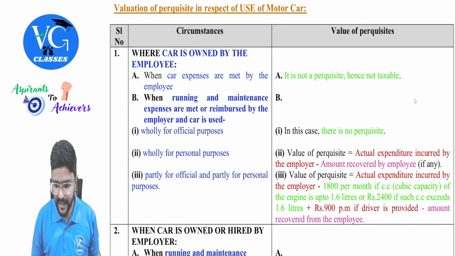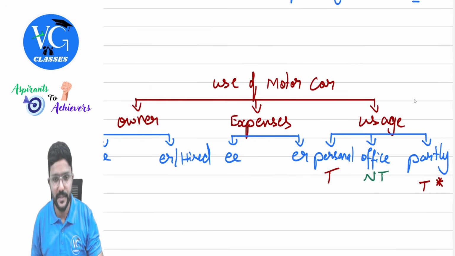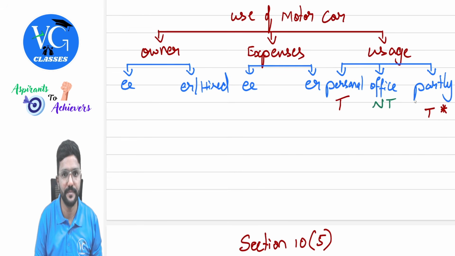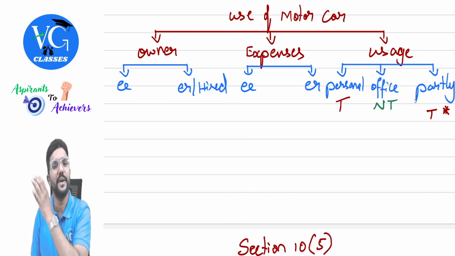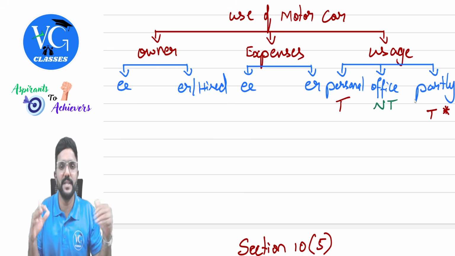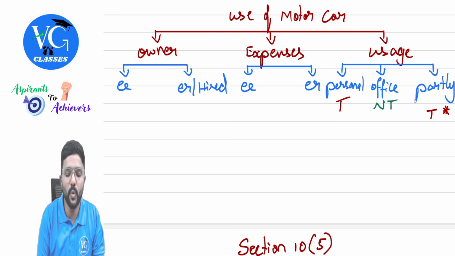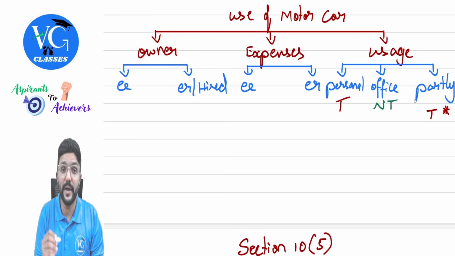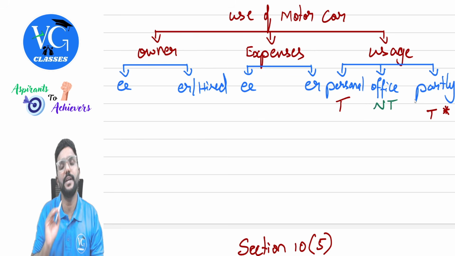But let me try to explain the concept first, what all we have to take care of. Then we will go through the provision. Now, when employer has given a motor car to employee to use, or when employee is using the motor car, three things we have to check, guys. What are those? Who owns the car? Is it owned by employee or employer? Or sometimes employer would have taken it on rent or on hire and given it to employee to use.